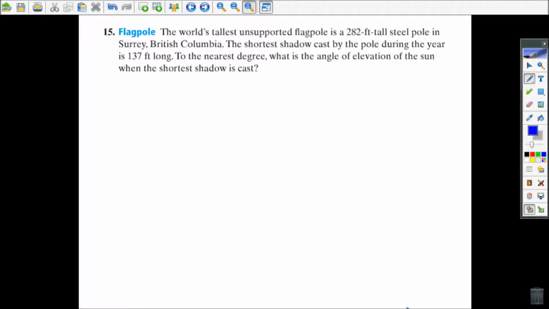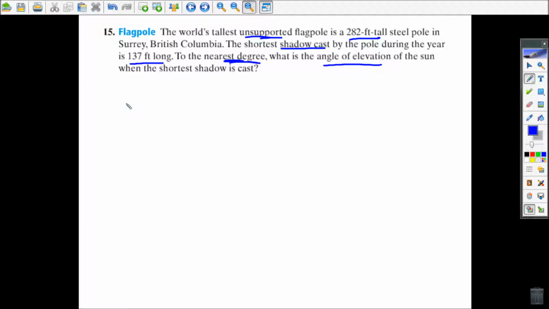Number 15, the one I did right before this, if you're watching these in order with Miguel and the Statue of Liberty, was number 14. But you look at your book, you could figure that out. So number 15, a flagpole, the world's tallest unsupported flagpole. That's reassuring. It's 282 feet tall, and the shortest shadow cast by the pole is 137 feet long. To the nearest degree, what is the angle of elevation of the sun when the shortest shadow is cast?